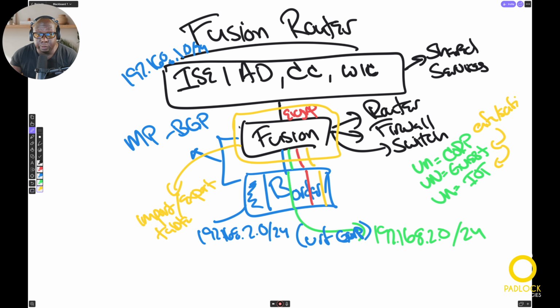So hopefully that video was informative and gave you a little explanation about what the Fusion router is. Now there are more components in SDA. Obviously the Fusion router is one of them. Border nodes are the second one. Control plane nodes are the third one. Fabric edge nodes are the fourth one. Your border node can be your control plane node if you do not have a separate device that's strictly control plane.